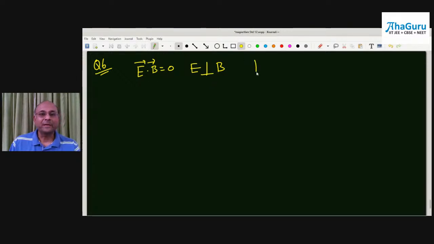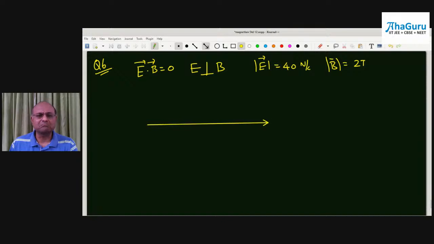And the magnitude of E is given. Magnitude of E is 40 newtons per coulomb. Magnitude of B is 2 Tesla. A charged particle is moving with a constant velocity. What does that mean? How can a charged particle move with a constant velocity? It keeps moving with a constant velocity.